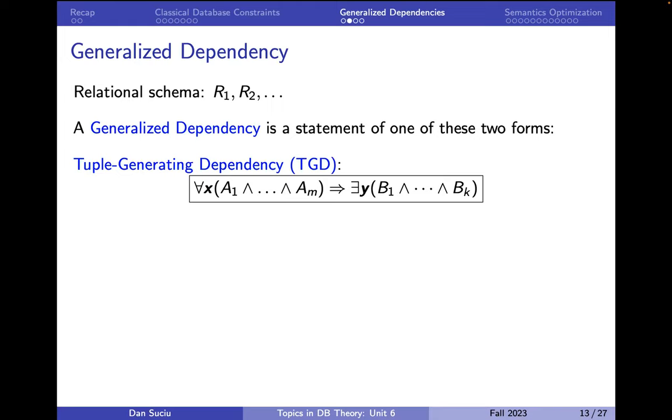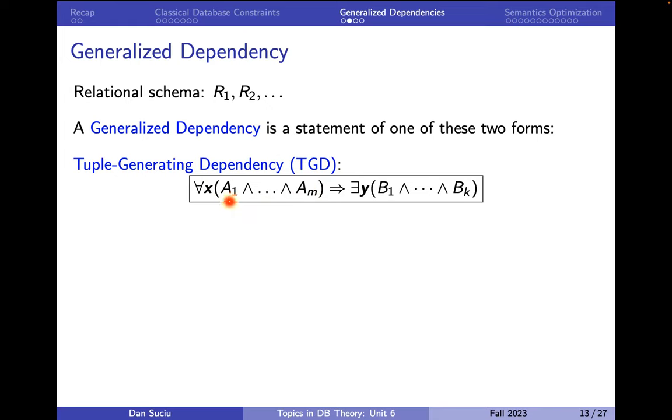So here is a definition. A generalized dependency might refer to multiple relation names. We have a relational schema, and a generalized dependency has one of the following two forms. There will be two forms, but I will argue that they're actually instances of the same form. The first one is called a tuple generating dependency, or TGD. And it looks like this.